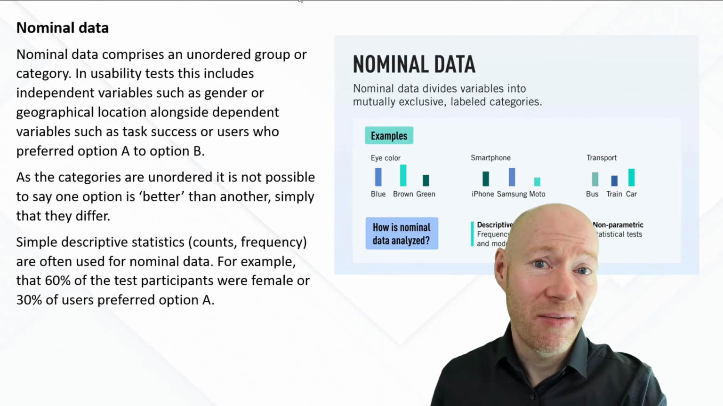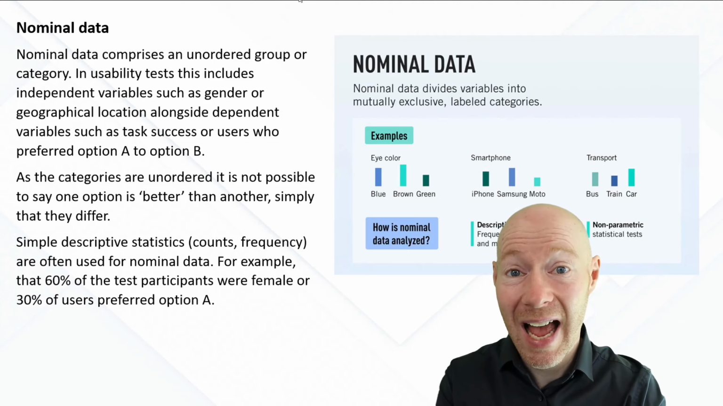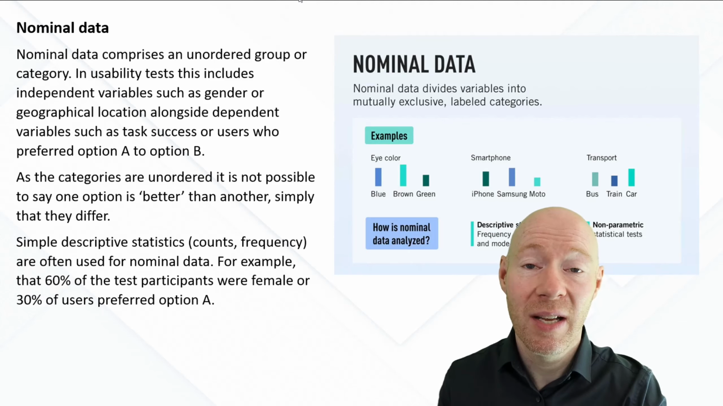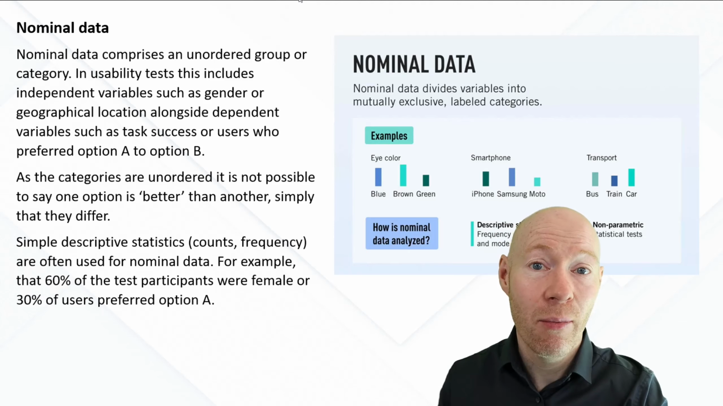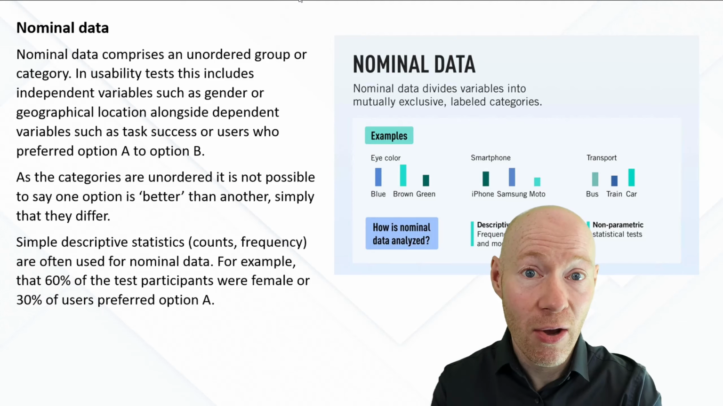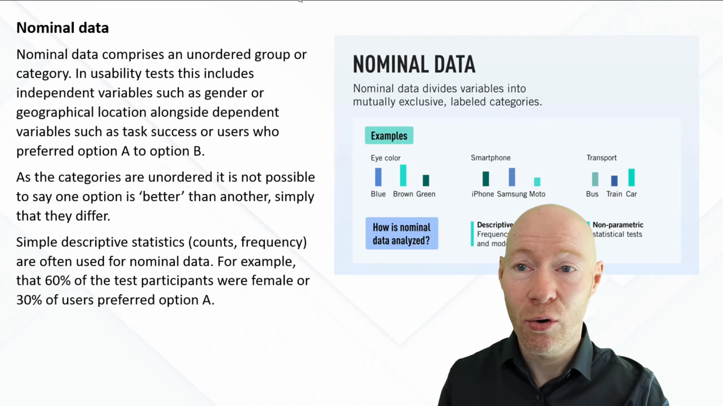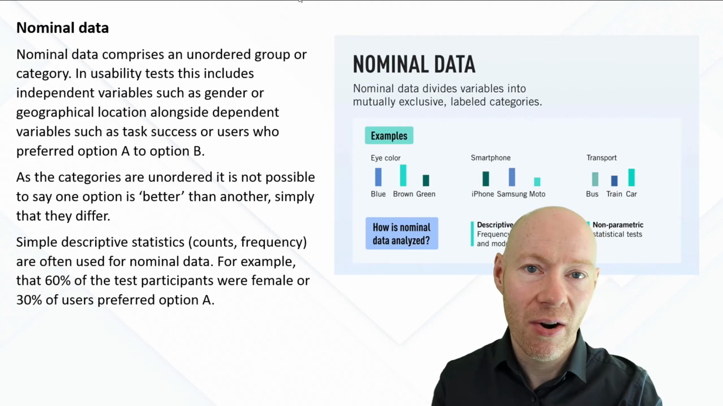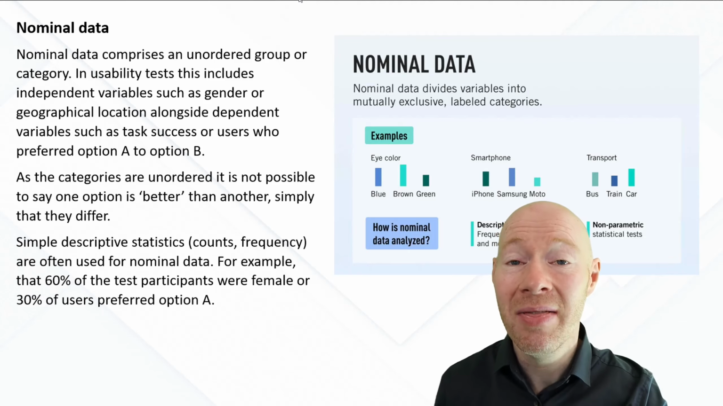Nominal data is very simple. It's basically an unordered group or category. So what does that mean? So it could be, for example, male or female. It could be if we showed 3 different options to the user, option A, option B, and option C, which one did they prefer? So we have a group, we have a collection of things. They are unordered. We don't say that there is a starting value or there's an ending value. They're just different values in this particular set.